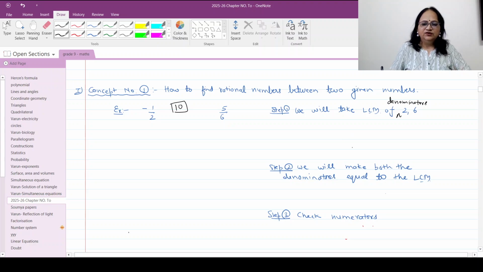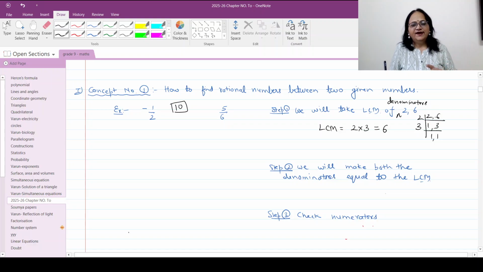First we will find out the LCM of denominators. What are the denominators here? 2 and 6. What is the LCM? LCM, you know how to find out LCM? You can do directly if you are comfortable, otherwise you can do by long division method, right? So what is the LCM here? 2 into 3, that is 6. Step 1. So step 1, we have to find out LCM of denominators if they are not equal, right?